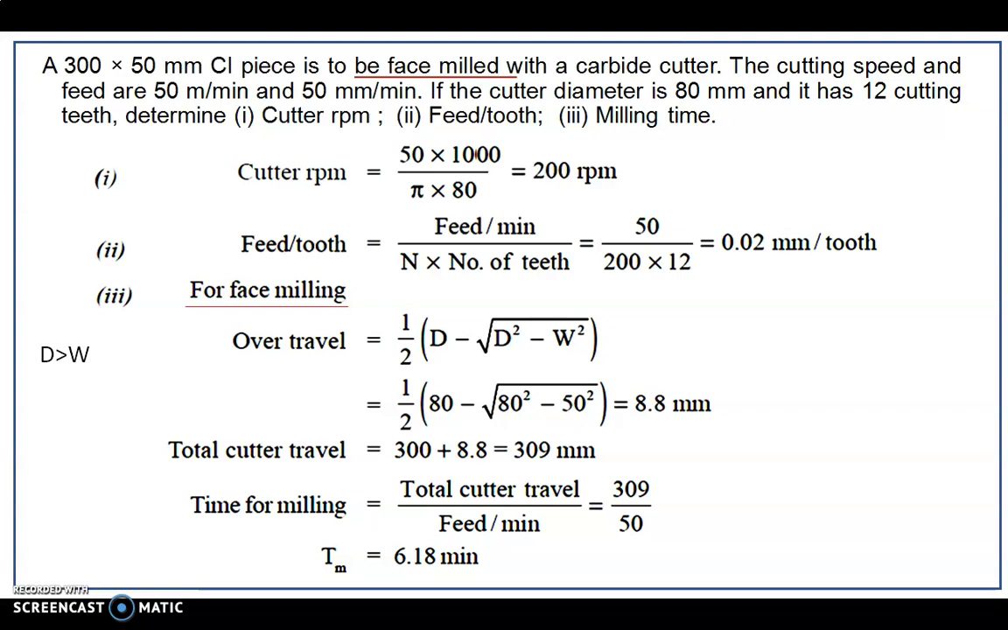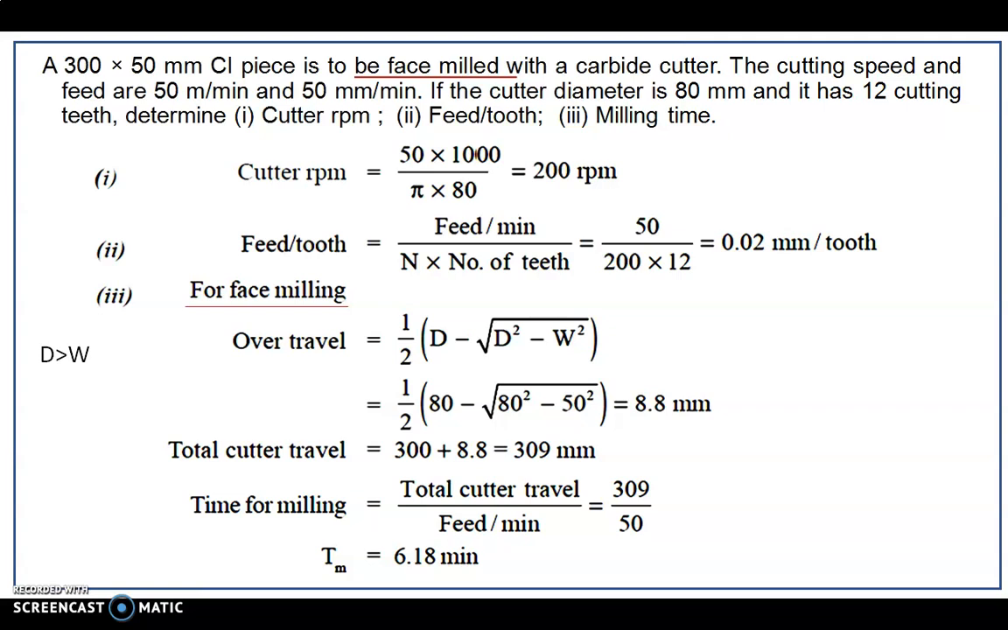So the question asked is feed per tooth. 50 millimeters per minute divided by number of teeth multiplied by speed will give you feed per tooth. If you cancel out the similar units, you will get the unit of feed per tooth. Here feed is in mm per minute, speed is in rpm, multiplied by number of teeth. Number of teeth doesn't have any unit, that is mm per minute divided by rotations per minute. So it's going to be mm per tooth. It is equal to 0.02 mm per tooth.